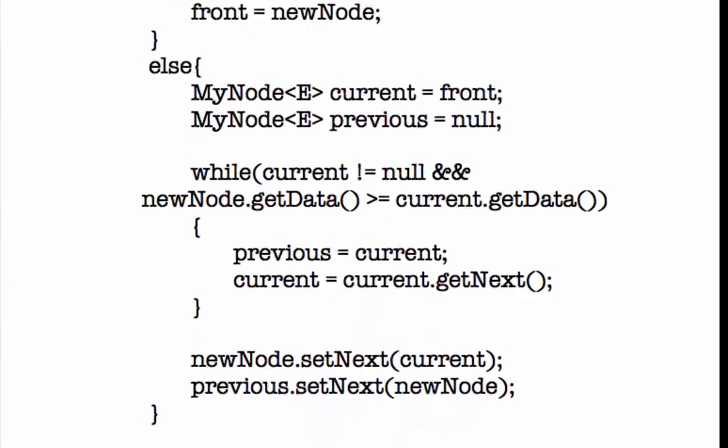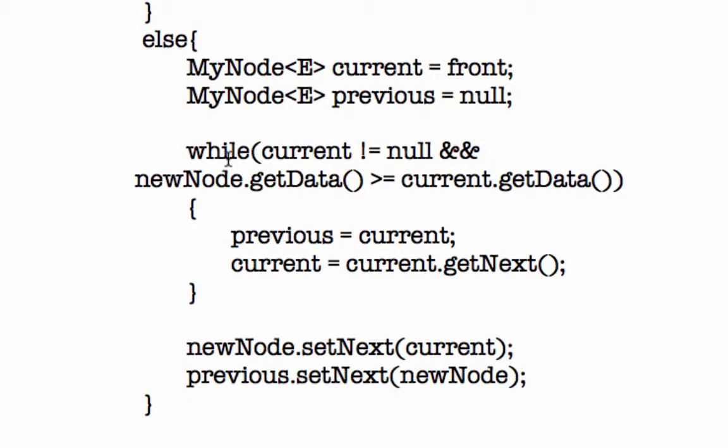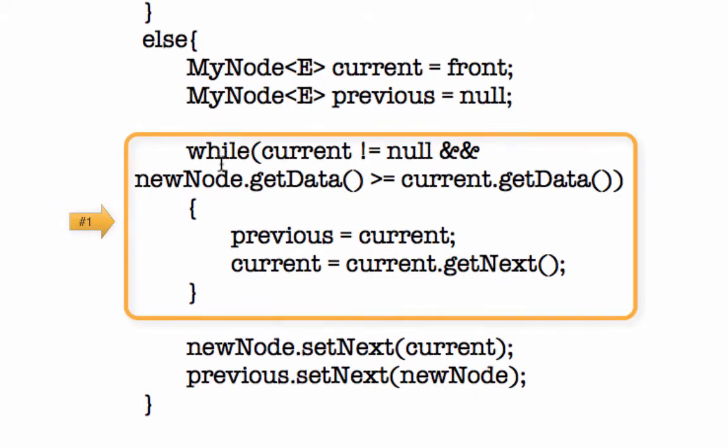So the second important part of this code is the while loop. What is this while loop doing? Well, simply it's traversing the list, starting with the first node all the way to the last one and trying to find the place of insertion. But essentially what it's doing is finding two nodes: the node that is going to follow the new node, and the node that is going to precede the new node.